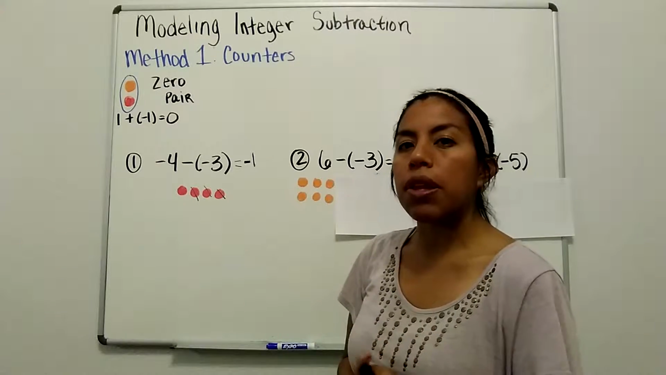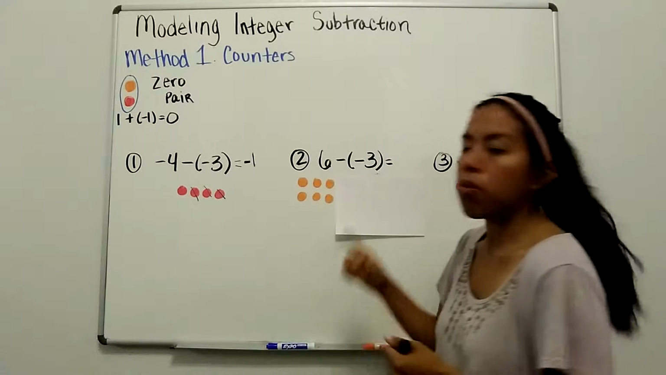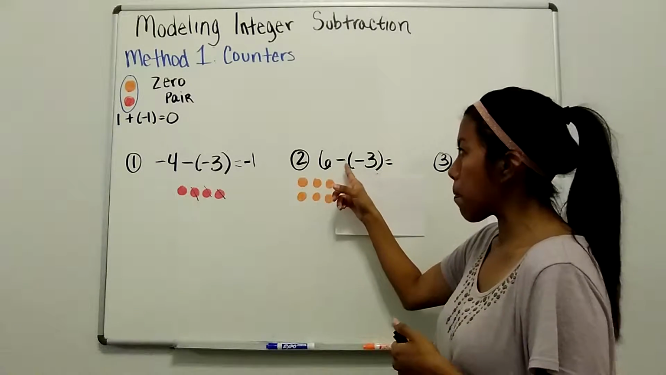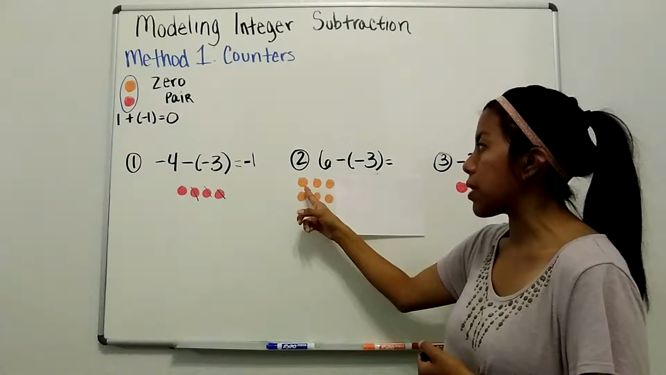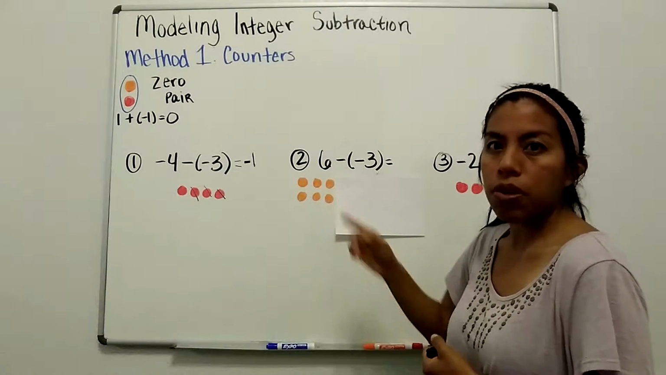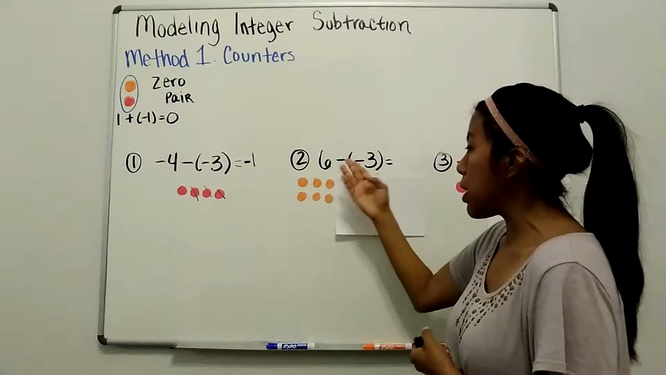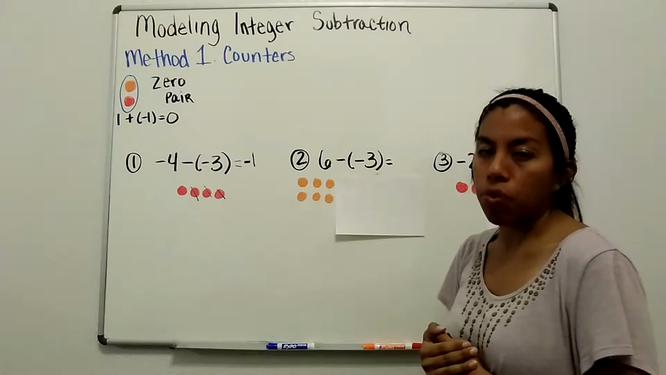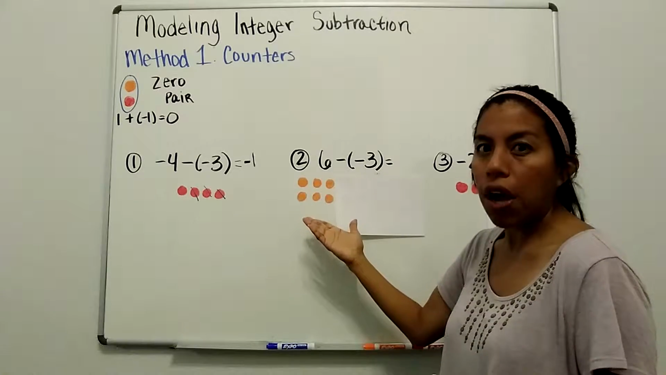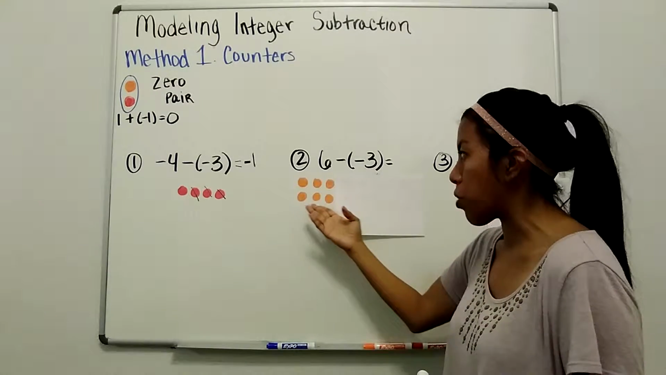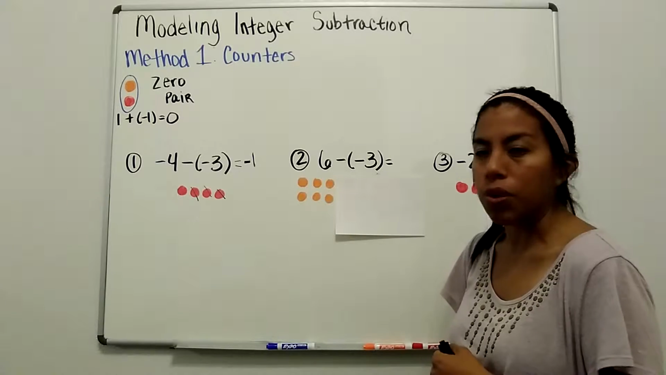Now that one was a pretty clear and easy way of showing integer operations with counters. The next two are going to be a little bit different. So with number 2, we have 6 minus a negative 3. It's a positive 6, so we wrote down 6 positive counters. Okay? Now we need to take away negative 3 counters. Well, there are no negative 3 counters to take away, and if we take away 3 positive, that's not what it told us to do.